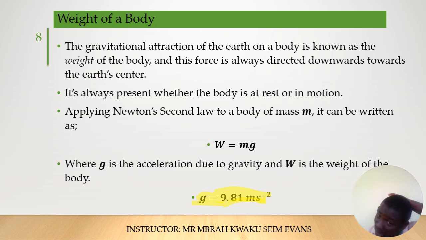So usually when you go to the hospital, you are asked to go and check for the mass. You stand on the beam balance. What is measured is the mass. Now when you multiply the mass of the patient in kilogram by the gravity, 9.81, what are you going to get? The weight. And weight is a force, so weight is measured in Newton.